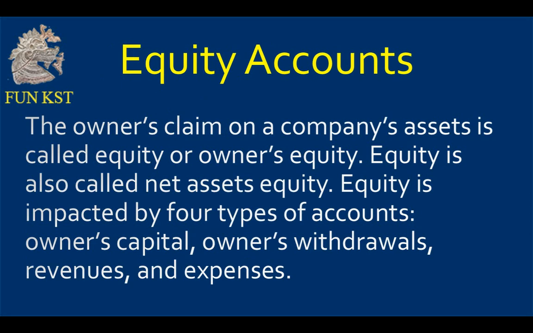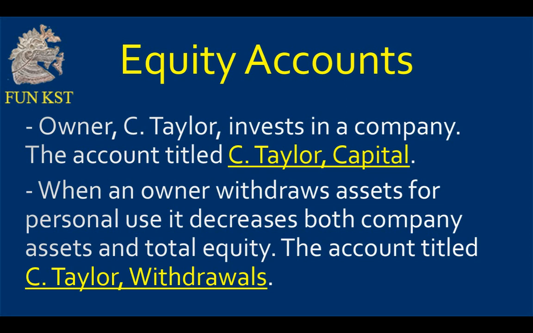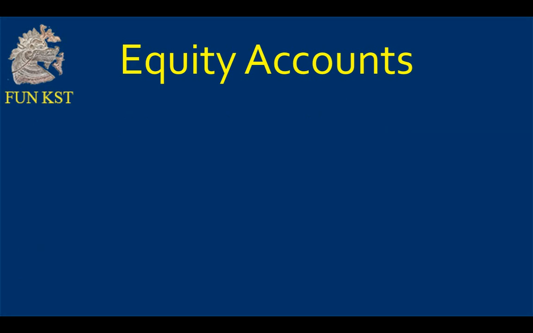The last one is the equity account. The owner's claim on a company's assets is called equity or owner's equity. Equity is also called net assets, and equity is impacted by four types of accounts: owner capital, owner withdrawals, revenue, and expenses. An owner's investment in a company we record under the account title C. Taylor, Capital, and when the owner withdraws assets for personal use, we put it in the account title C. Taylor, Withdrawals.